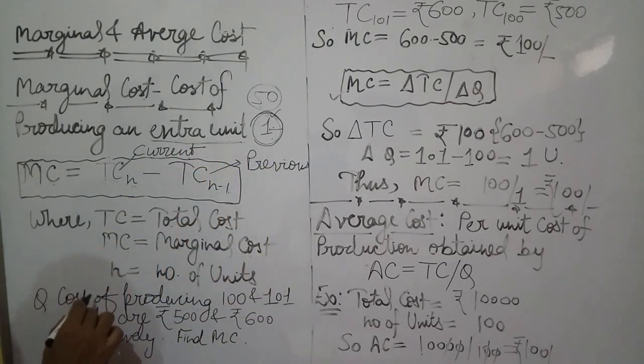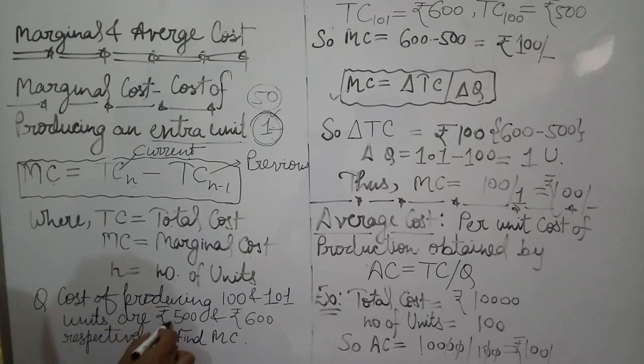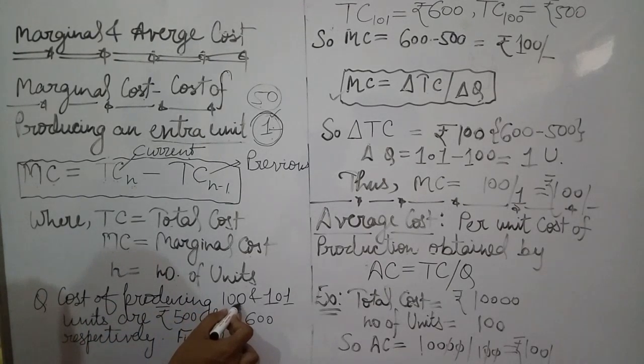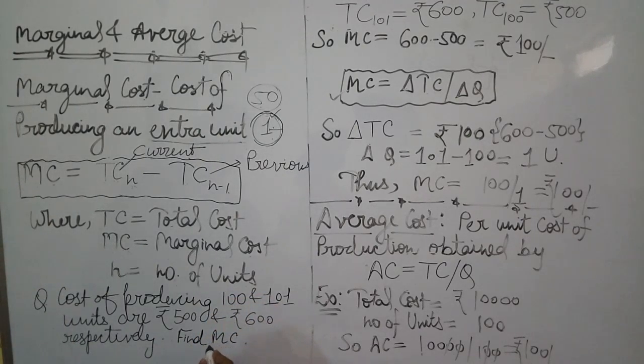Now with the help of an example we will understand it thoroughly. The question is, cost of producing 100 and 101 units are rupees 500 and rupees 600 respectively. If you are producing 100 units, the cost incurred is rupees 500. When you are producing one more unit, then the cost incurred is rupees 600. We have to calculate MC, that is marginal cost.